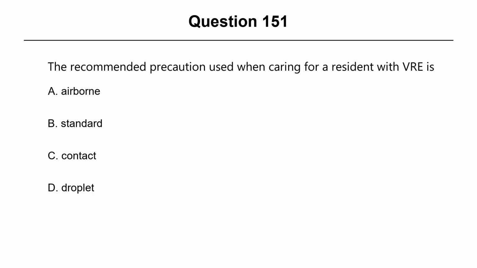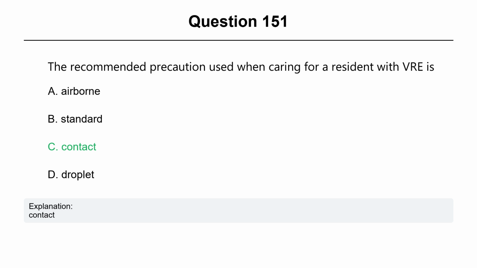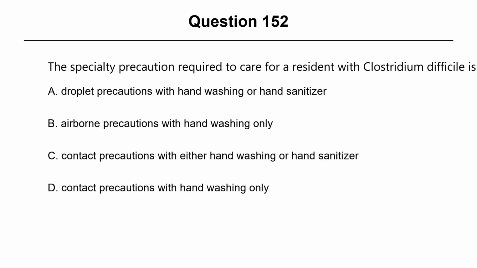Question 151. The recommended precaution used when caring for a resident with VRE is: Option A, airborne. Option B, standard. Option C, contact. Option D, droplet. The correct answer is option C, contact.